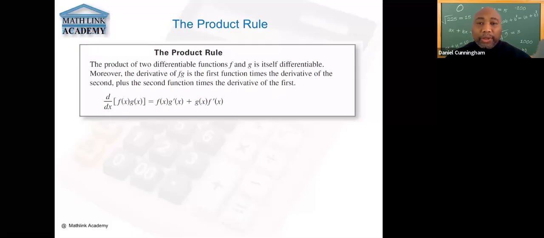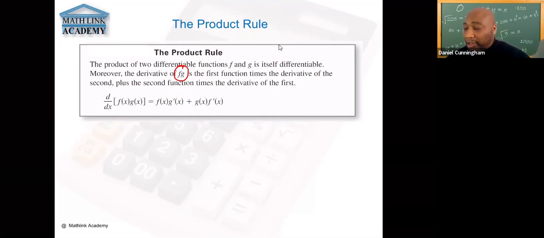So let's talk about the product rule. Again, when we say the word product, we mean multiplying. So the product of two different functions, f and g, is itself differentiable. Moreover, the derivative of f times g, that's when we say fg, is the first function times the derivative of the second function.